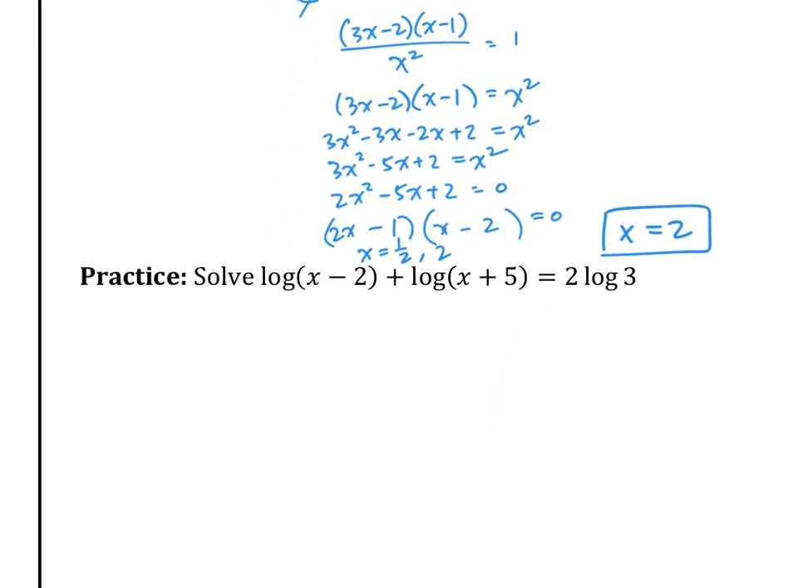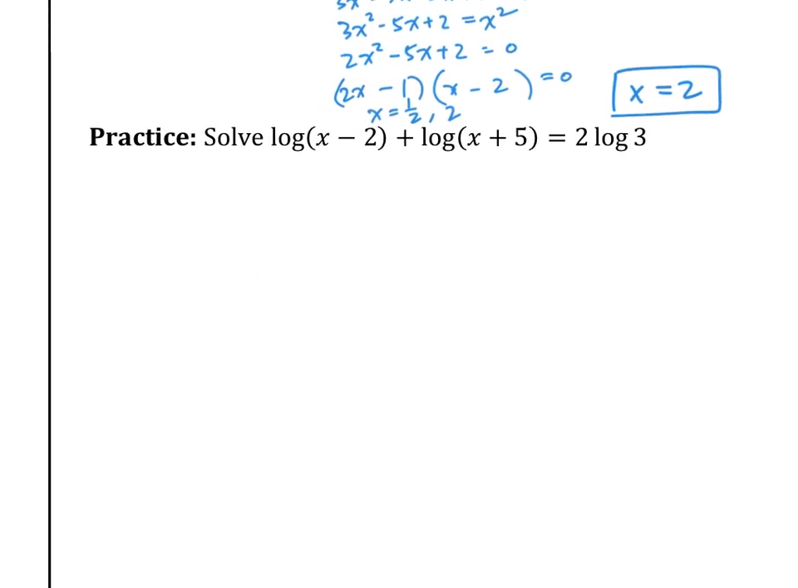All right, let's have you solve this one. I'm going to kind of talk about this before you start. You could move this to the left, but you don't need to. You can just combine this together and then move this 2 and then attempt to solve it. So go ahead and pause the video, give this a try, and then come back and check your answer.